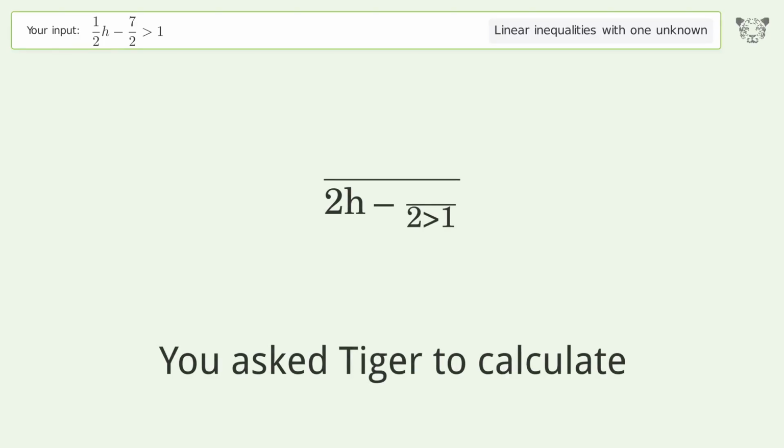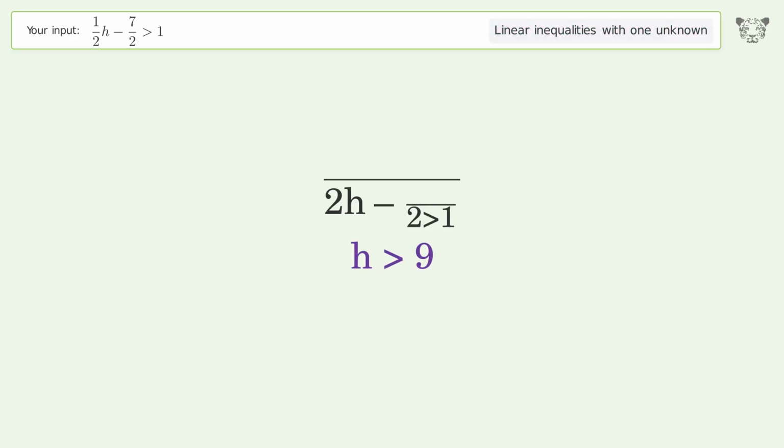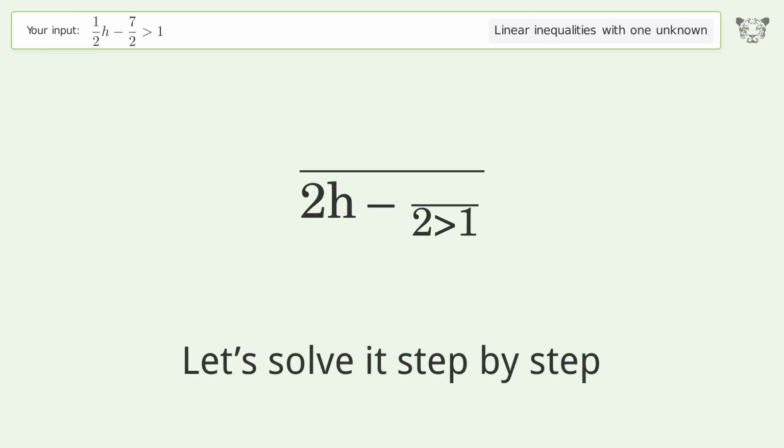You ask Tiger to calculate. This deals with linear inequalities with one unknown. The final result is h greater than 9. Let's solve it step by step.